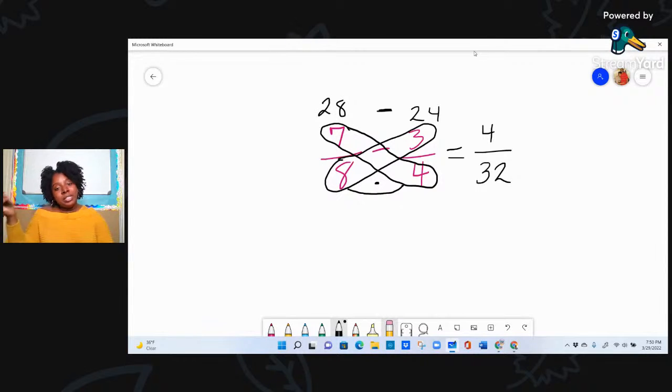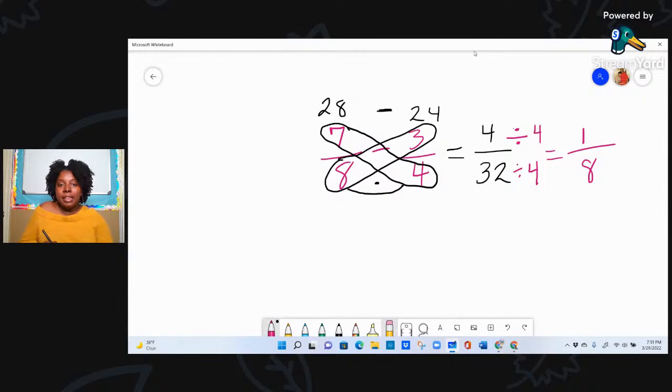You can go a step further. If they say put it in simplest form, you can divide by 4. 4 goes into both of these. If you couldn't see that 4 went into both of these, they're even numbers. Even numbers, 2 can go into even numbers. So 4 divided by 4 is 1. 32 divided by 4 is 8.